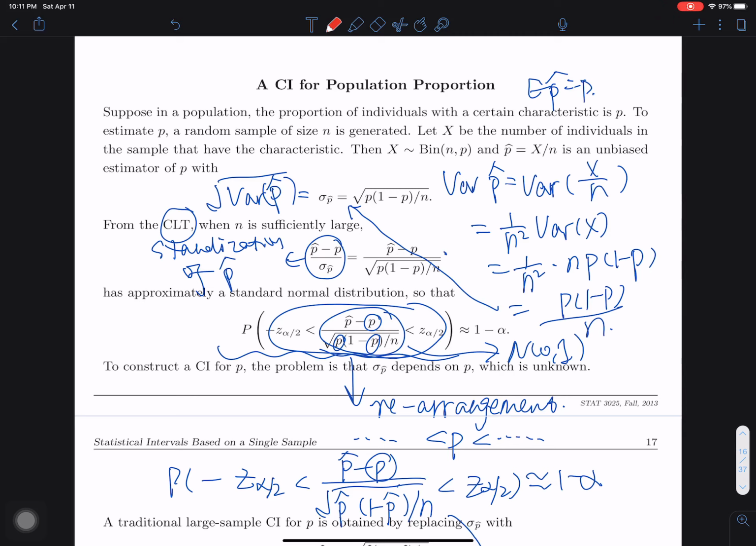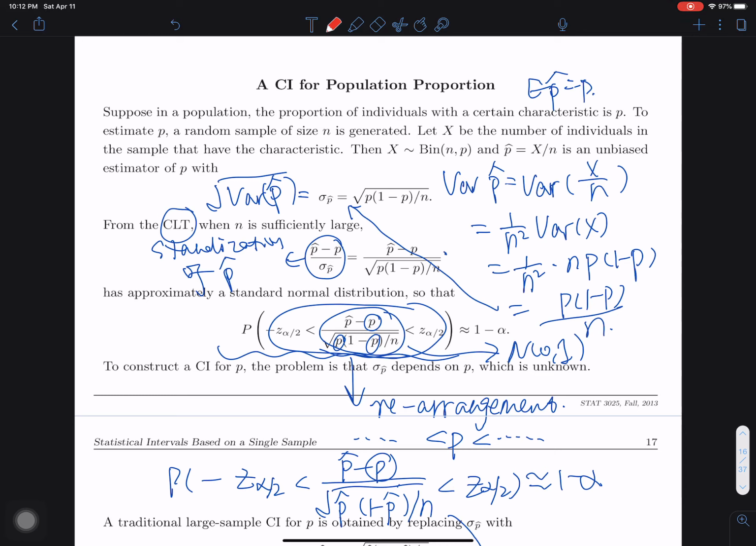Last lecture we talked about the confidence interval for the population mean when your sample is continuous. Now we talk about a confidence interval for population proportion.